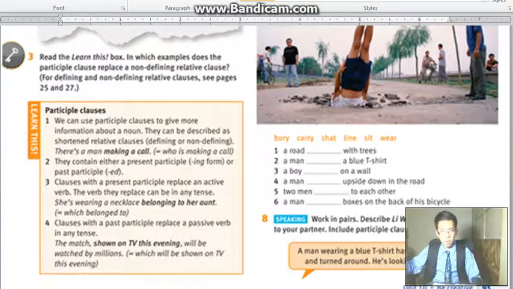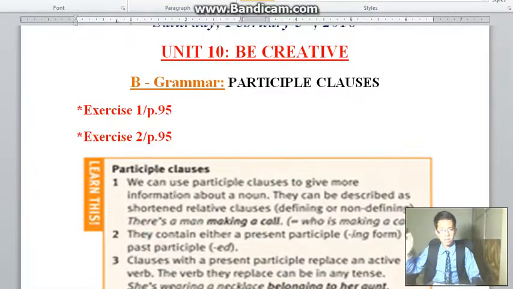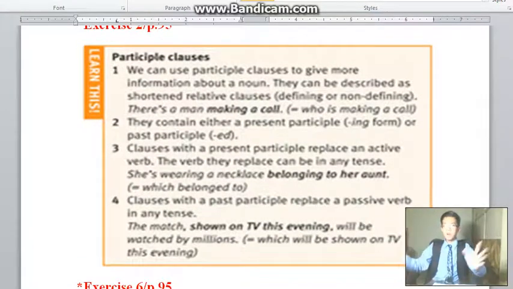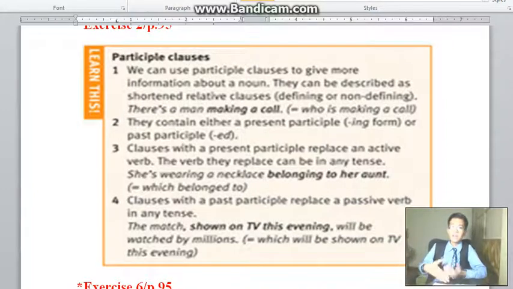Alright, so what we mainly learn about this lesson is the grammar about the participle clauses. Let's read it on this box. Participle clauses. We can use participle clauses to give more information about a noun. They can be described as shortened relative clauses, or they can be known as defining or non-defining. That's a man making a call. It is also the same meaning as there is a man who is making a call.